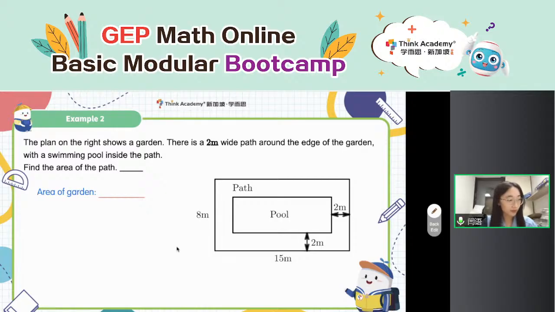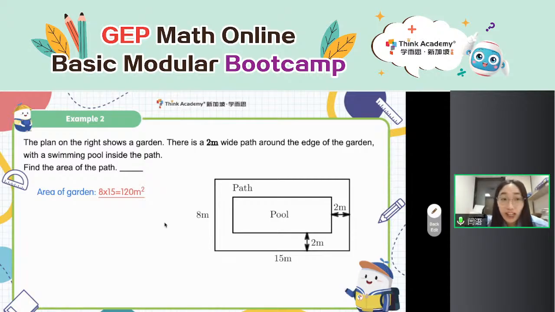What is the total area? You don't know? Have a try. You see, according to the figure, the length is 15 and then the breadth is 8. So what should we do? When it comes to the area of a rectangle, what should we do? Good job, okay? That is 15 times 8, which is 120 meters squared.